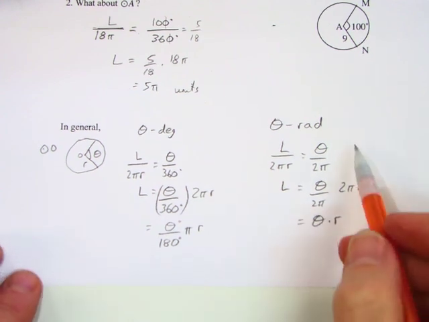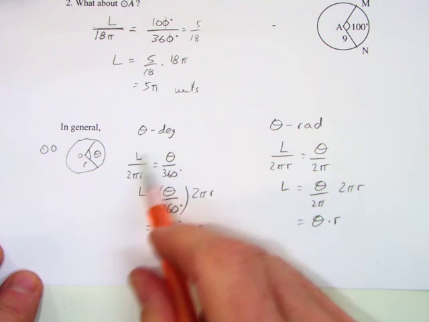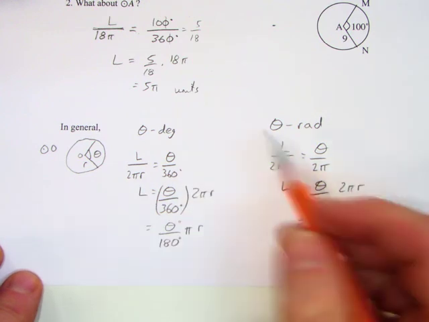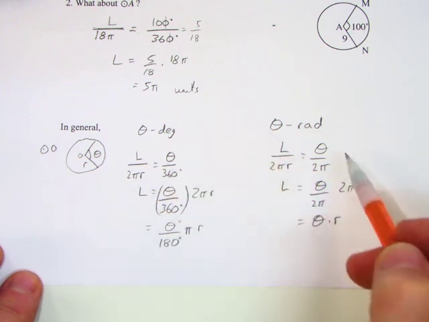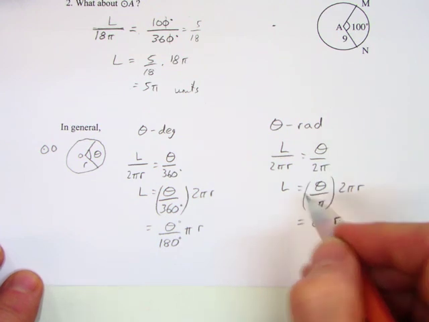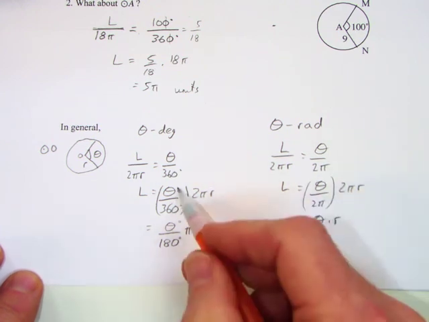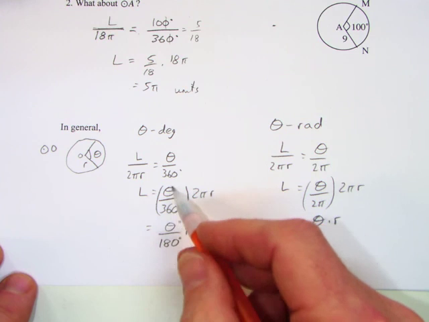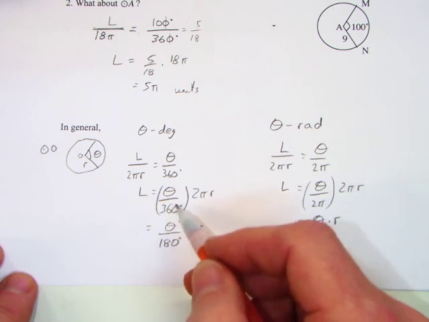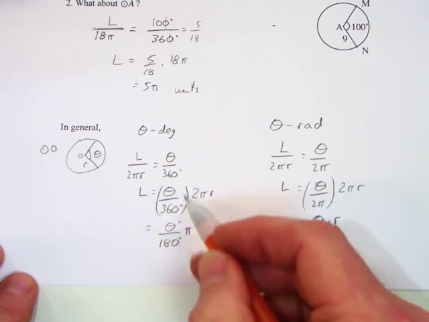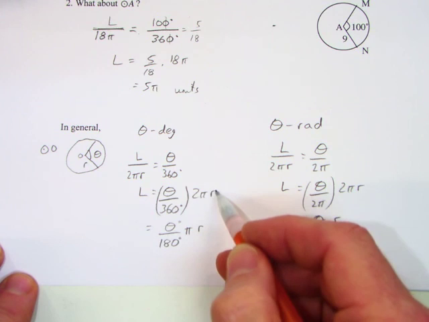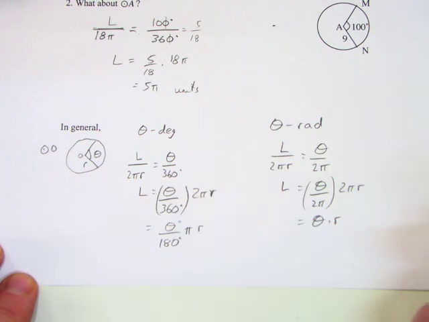Now let's take a look. We have one way to set it up here, where we're looking at the proportion, two ratios that are equal. How can we think about this second one? What this is doing is theta over 360 is saying what part of the circle do we have? We're taking that fraction of the circle and multiplying it by the circumference, and that will give us the part length that we want. And the same thing when we say theta over 2 pi.